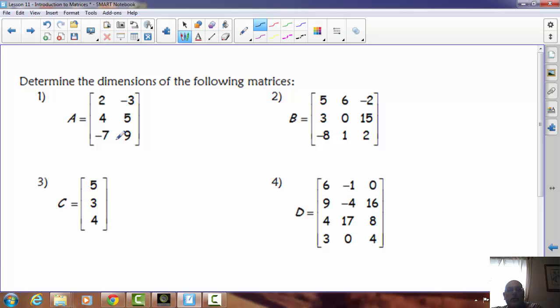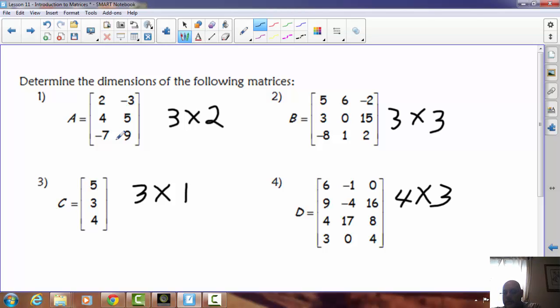All right, so it's 3 rows by 2 columns. This is 3 rows by 3 columns. 3 rows by 1 column. And this is 4 rows by 3 columns. So those are the dimensions of the matrices.